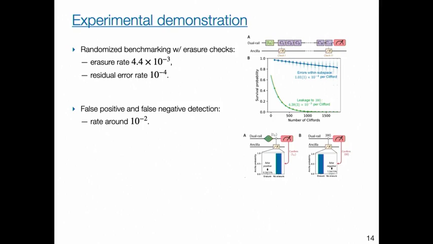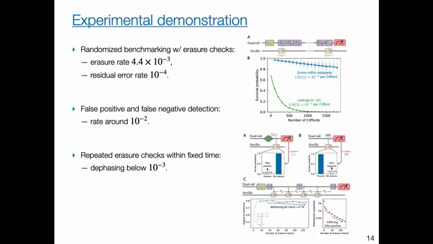In order to establish the ability to detect erasures without disturbing the qubit, we first looked at false positive and false negative detection events. What we do is we prepare the state of the dual rail qubit either in 0,0 or in the qubit subspace, then we do a single erasure check, and then we measure the state of the dual rail qubit. We saw that false positive and false negative rates are around 1%.